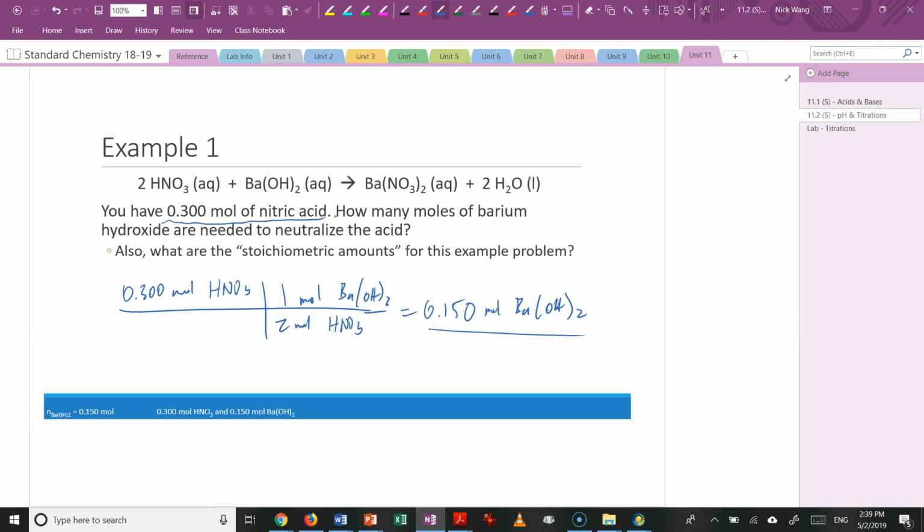So, in the follow-up question here, what are the stoichiometric amounts for this example problem? The stoichiometric amounts are the combination of 0.300 moles of nitric acid and 0.150 moles of barium hydroxide. Those two amounts will completely neutralize each other, and there will be nothing left of either acid or base. Now, that's not to say that nothing exists anymore. It's just that you formed new products, and that's going to be barium nitrate, and then some water too, because these two substances have reacted.